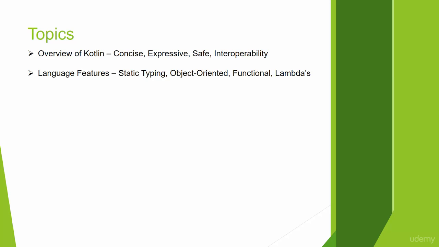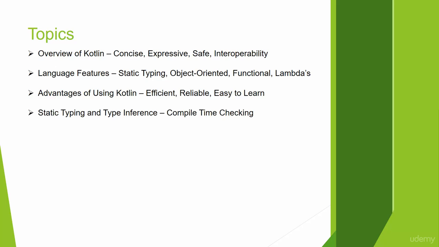And then some of the really big concepts, lambdas. We'll talk about that and how you can pass around blocks of code. Follow that up with identifying the advantages of using Kotlin, mainly that it's efficient, reliable, and easy to learn. It's important to understand the language, its advantages, and the language's features before you can really start using the language. We'll follow that up with talking about static typing and type inference in detail.